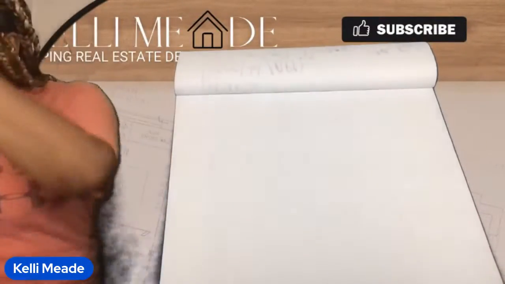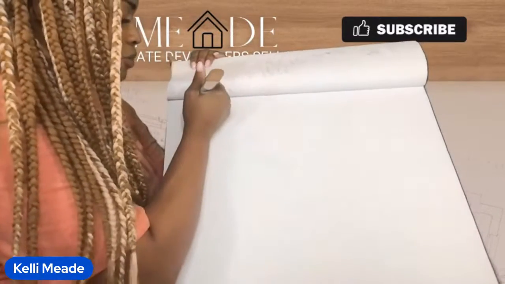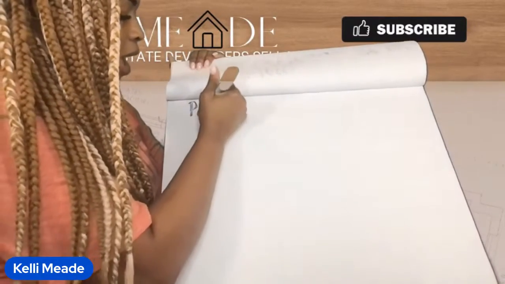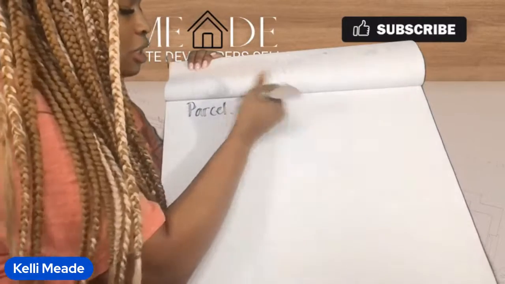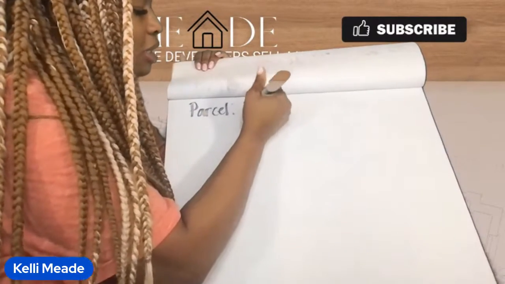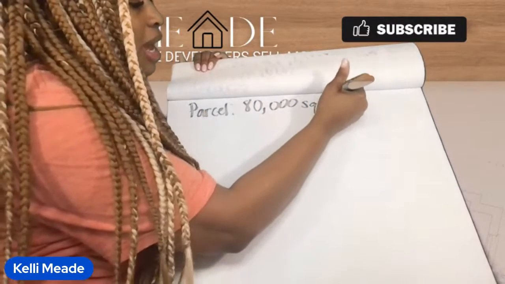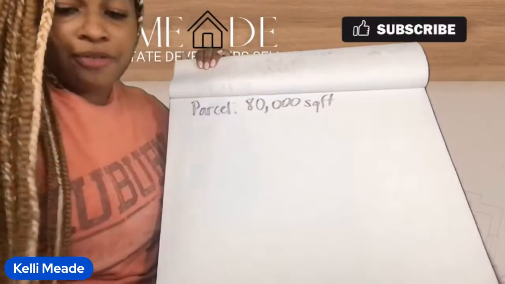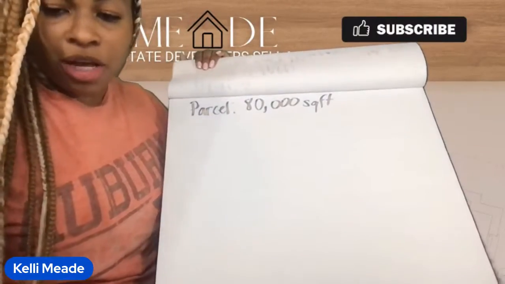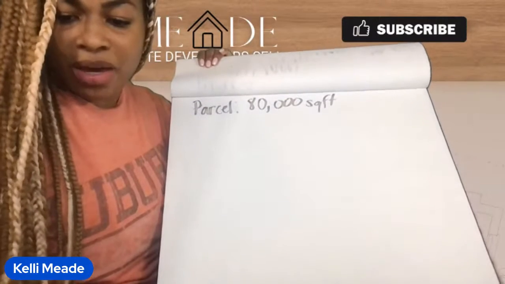All right, so let's go to an example. So let's say we have a parcel or parcels, okay? It comes into you and let's just say it is 80,000 square feet as the lot size. So let's go ahead. If you have calculators, you should go ahead and do this with me, okay? So 80,000 square feet.